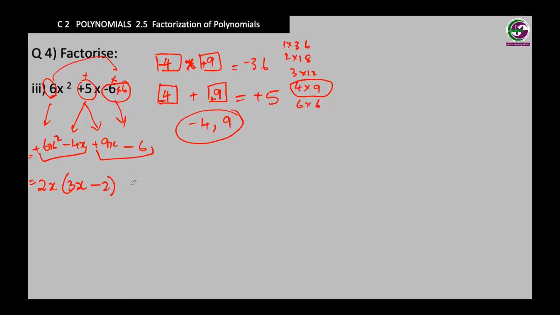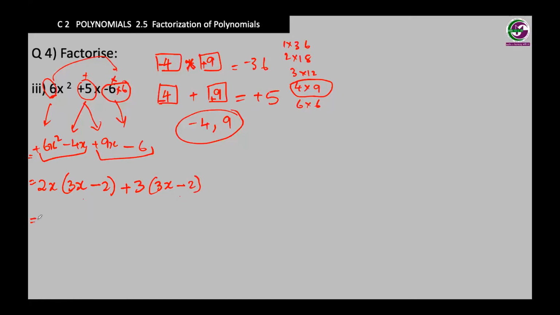Perfect. Now, between 9x and 6, what's common? 3 is common. Very good. Now, 3 times what give you 9? 3x. If you get confused, you can multiply and see. 3 times 3 is 9x. Minus 3 times 2 gives you 6. And you see, these two are same.